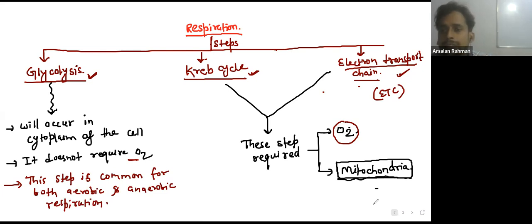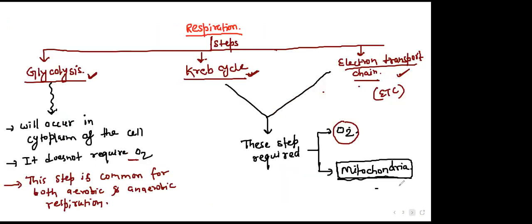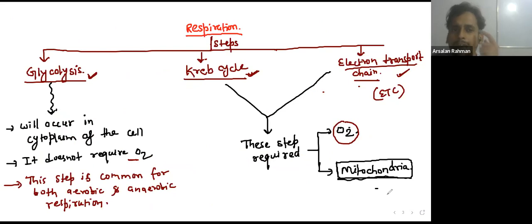Okay, beta, can you tell me, Krebs cycle will occur in which cell? Prokaryotic cell or eukaryotic cell? You have to respond either via chat box or via your mic. Please repeat the question.